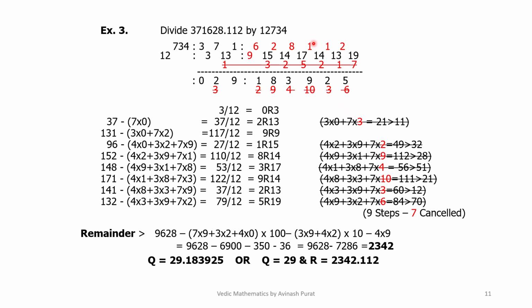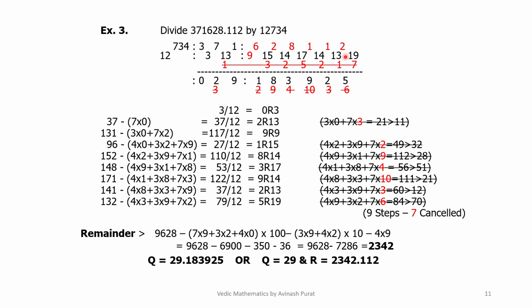So 171 is the next dividend, minus 4 into 1 plus 3 into 8 plus 7 into 3, that is 122 divided by 12 equal to 9, remainder 14. 141 would be the next dividend, minus 4 into 8 plus 3 into 3 plus 7 into 9 equal to 37 divided by 12. Then we take quotient 2 and remainder is 13.